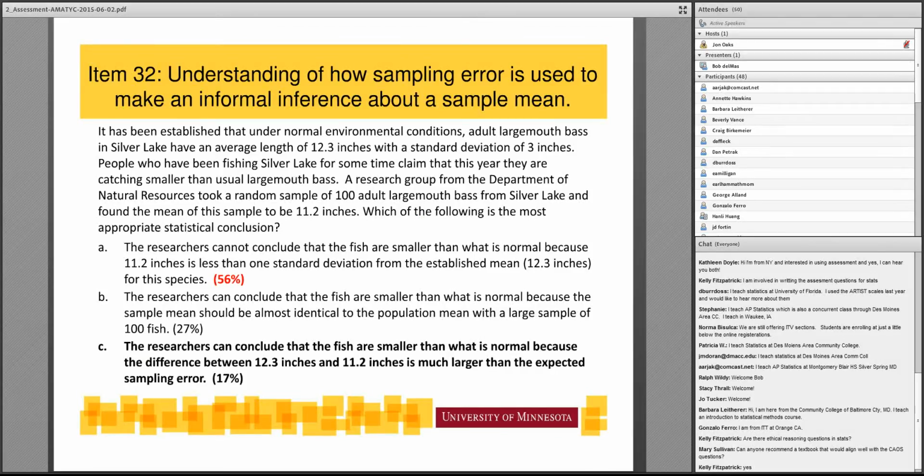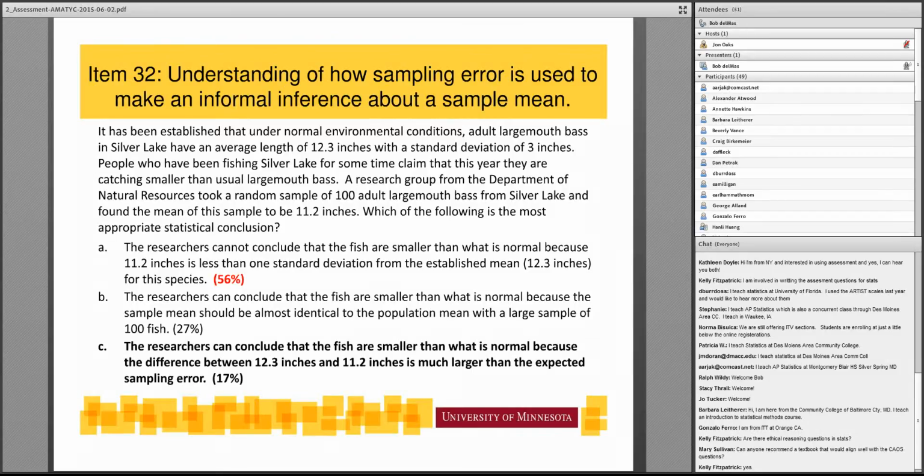And I don't want you to have to read this. I'll just paraphrase a little bit. At the top, I give you the general idea of what it's trying to assess: understanding of how sampling error is used to make an informal inference about a sample mean. It's a one sample situation. There's a claim about what's known about the length of a particular largemouth bass fish in a particular lake, and that's 12.3 inches, with a known standard deviation of 3 inches. So the Department of Natural Resources has been going out, capturing fish, collecting data for a long time, and this is believed to be what's true about these fish. People who are fishing in a particular year are saying they seem to be not as long this year.